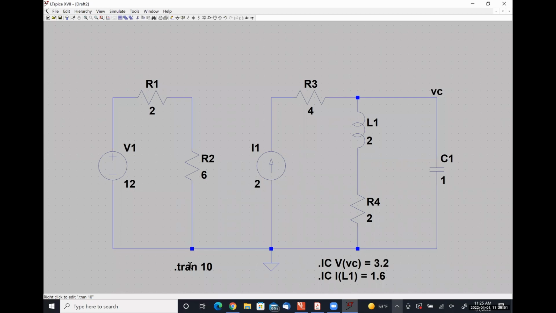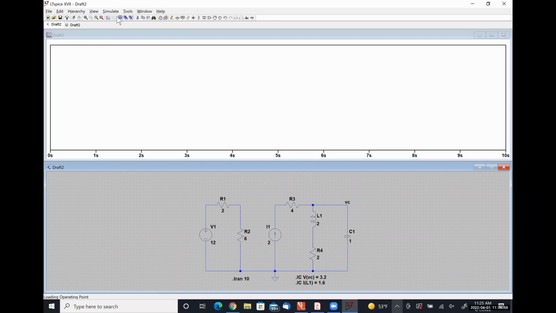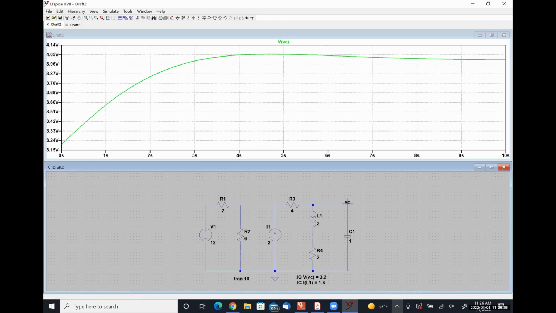All right, so let's see what happens when I run the simulation. I have to tell it what to look for. So for the sake of argument here, let's just look at the capacitor voltage. The question that we have here is, did this actually settle to its final value or not first?